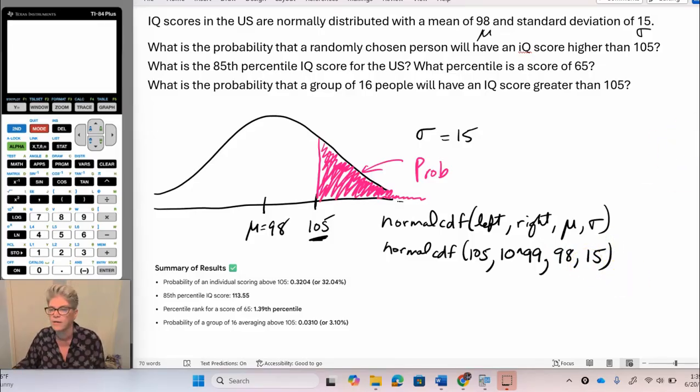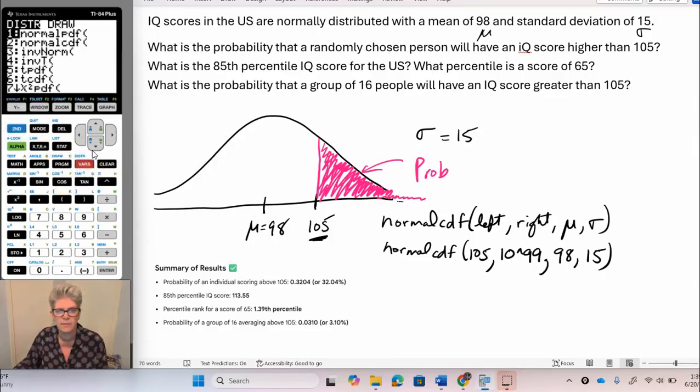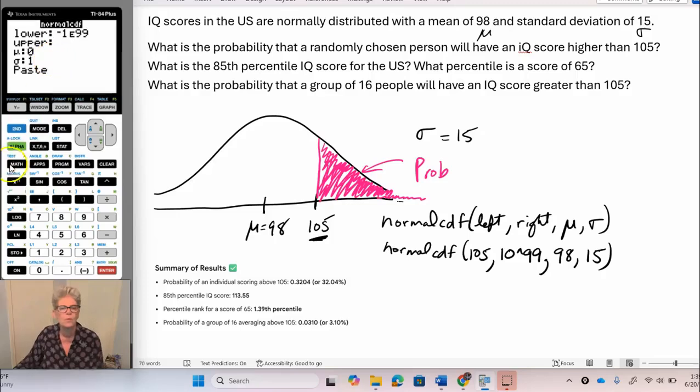So now I'm going to show you how to do that on the 84 plus. I'm going to do second vars, and I'm going to come down here to normal CDF. That's where I find it. So now my lower limit, or my left score, IQ score here, is 105. Notice that the default is for a standard normal distribution. We're just going to rewrite over everything. And then my right limit, or my upper limit, technically is infinity, but we don't have an infinity button, so I'm just going to give a really large number, 10 to the 99th. Then here my mean is 98 and my standard deviation is 15.